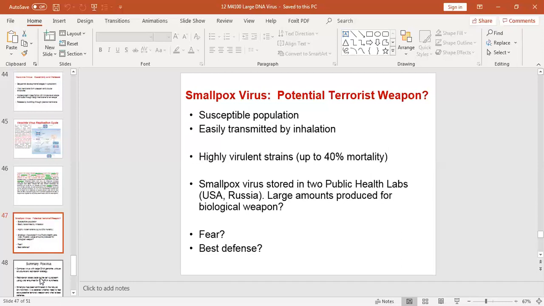The issue is that smallpox virus is only stored in two public health laboratories, and these are located in the United States and in the former Soviet Union.